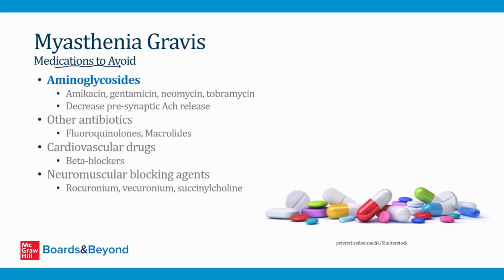A huge part of living with myasthenia gravis for patients who have this condition is avoiding medications that can make their condition worse. The list of drugs that can potentially worsen neuromuscular weakness in myasthenia gravis is enormous. You can look it up online and read through it if you wish. But I've listed some of the important drugs to be familiar with on this slide.